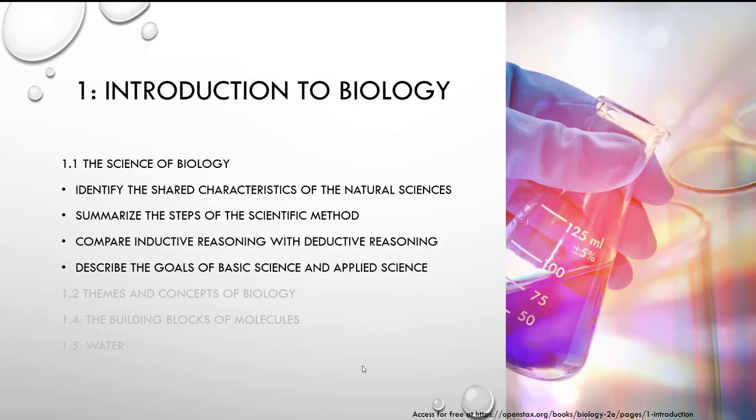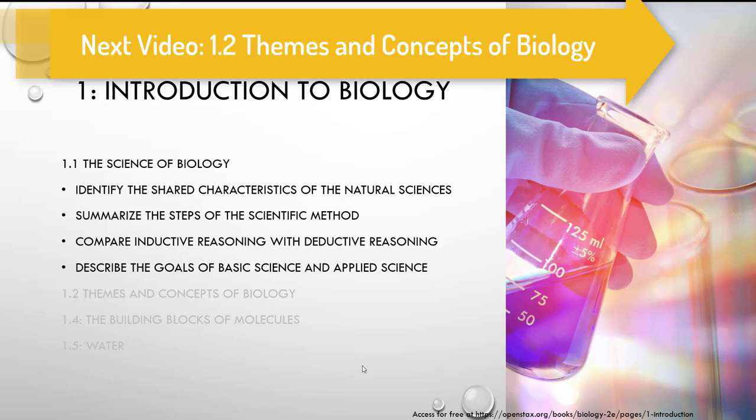So we are done with the first section of Chapter 1, the Introduction to Biology. So by now, you should be able to identify the shared characteristics of the natural sciences, as well as summarize the steps of the scientific method. You should be able to compare inductive reasoning with deductive reasoning, as well as describe the goals of basic science and applied science. Okay. So for my next video, I'm going to get into 1.2, which covers the themes and concepts of biology.